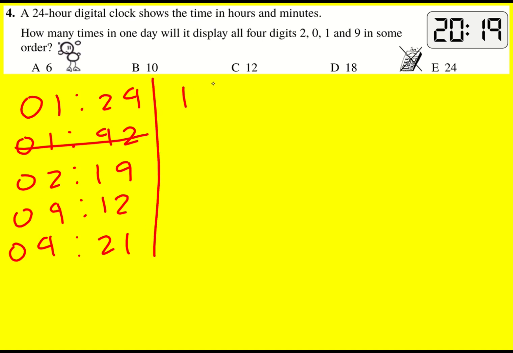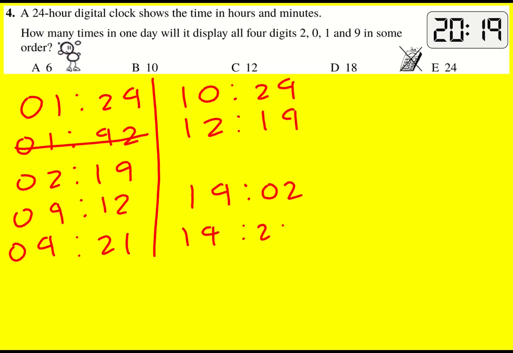Next up is to start with 1, and we carry on again. So 1, 0, and then we're going to have 2, 9. Then it's going to be 1, 2, and that's going to have to be 1, 9 in the same sort of way. Then we're going to have 1, 9, and again, there's no restriction. So we'll have 0, 2, and 1, 9, 2, 0. Okay, we're doing well. Let's keep going.